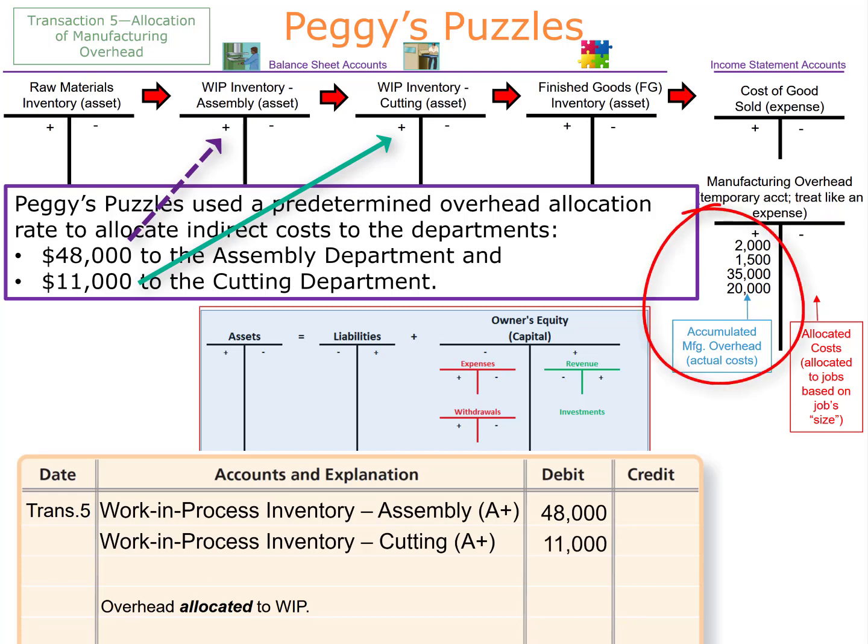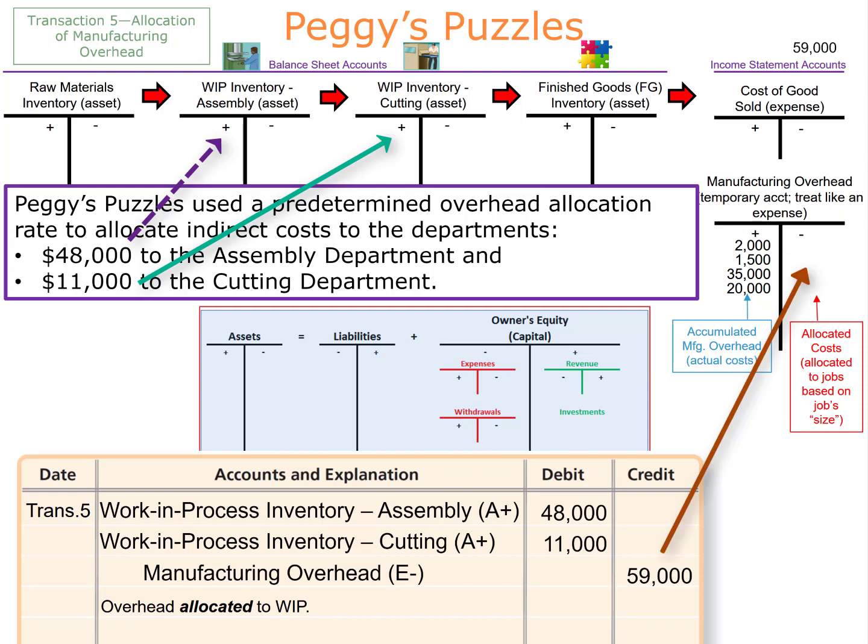So all those indirect costs that were accumulated in manufacturing overhead are now allocated to the departments based on the department's size. Remember, the size is usually measured by direct labor hours, direct labor costs, or machine hours. Since this is a machine-intensive production process, it's most likely based on each department's machine hours. Then we lower the manufacturing overhead account with a credit. Now I'll post the $59,000 to manufacturing overhead.